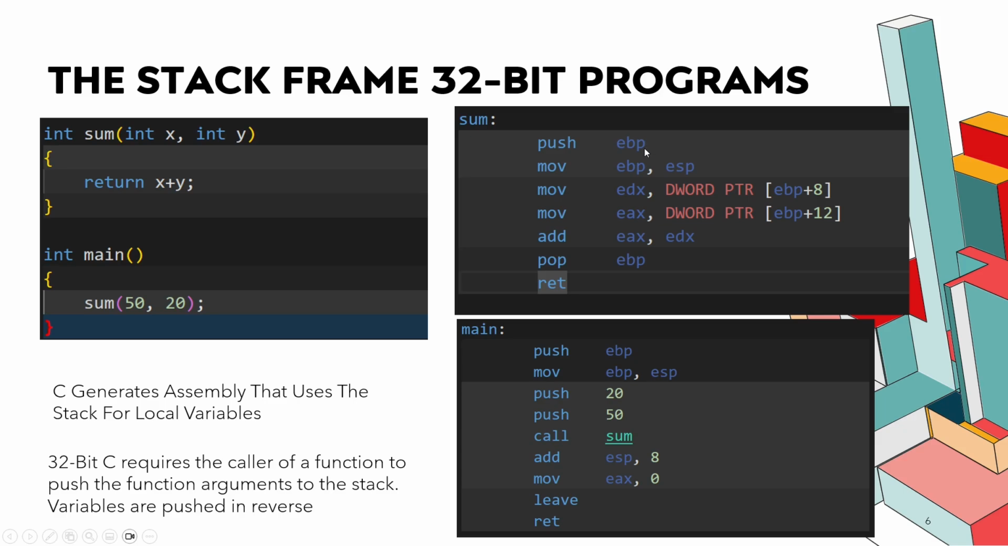So +8 will jump over the EBP register. It'll jump over the return address, which is invisible here, but it is on the stack. And then the address of EBP +8 will be pointing to the 4-byte value of 50, which we pushed here. Remember, it's only 4 bytes because this is a 32-bit program. If this was a 64-bit program, it would be 8 bytes, okay? So that's how +8 on the EBP register gets us to 50.